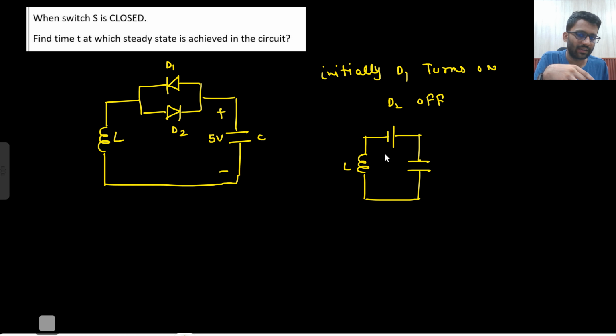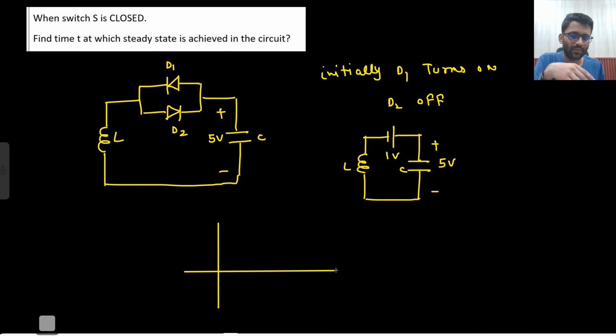This will be your circuit, right? This is 1 volt. This capacitor C was initially having 5 volt. So can I draw the waveforms? I know the IL waveform. It will go till 2 pi. This is 4. This was your ILT. ILT I am taking in this direction, and VCT is this direction.